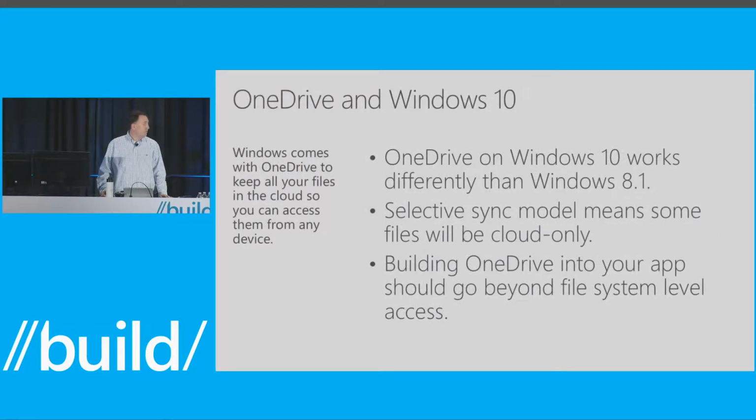I don't know how many of you have tried out the Windows 10 technical previews or been running Windows 10 on your laptop. You may have noticed some changes between the way that OneDrive works on Windows 10 and the way it worked in Windows 8.1. We've gone back to the selective sync model, which means that some files will be cloud only if your device doesn't have enough room for all of them. That's an important thing to remember when you're thinking about the developer experience there, because you can't just assume that all of the files in somebody's OneDrive will be on the machine. You need to think about maybe using our APIs to get to them and going beyond just file system access.